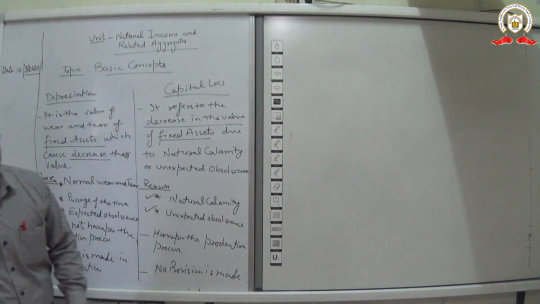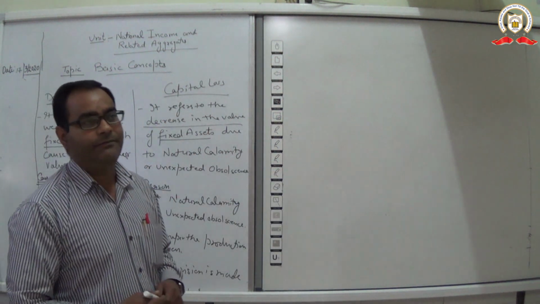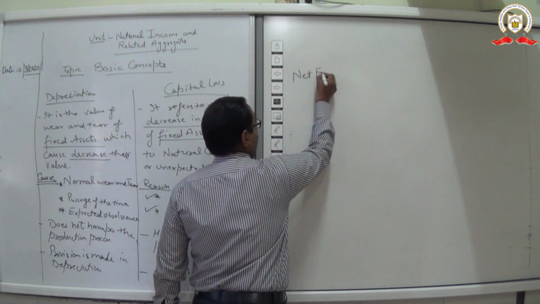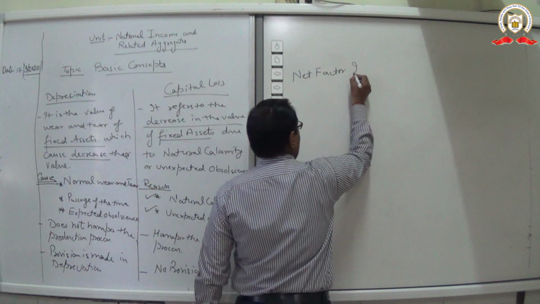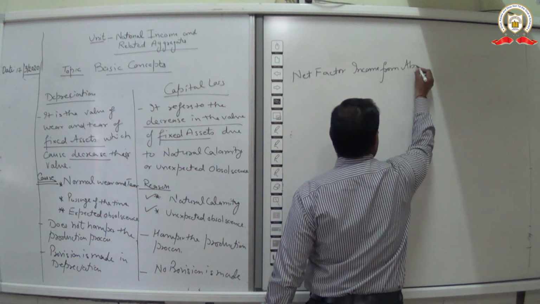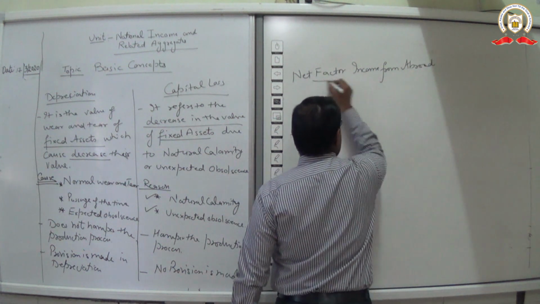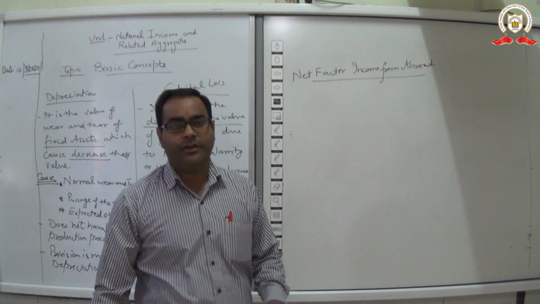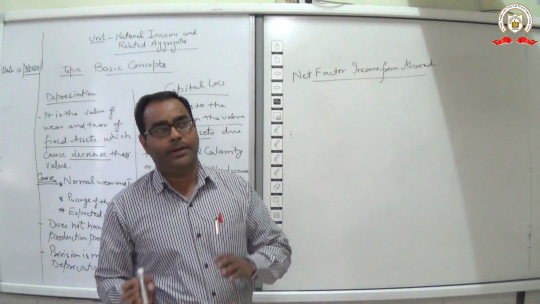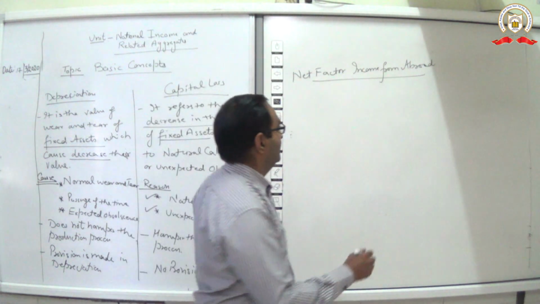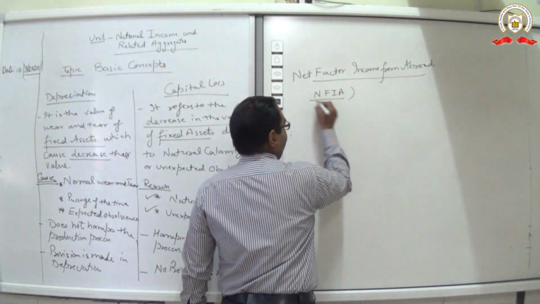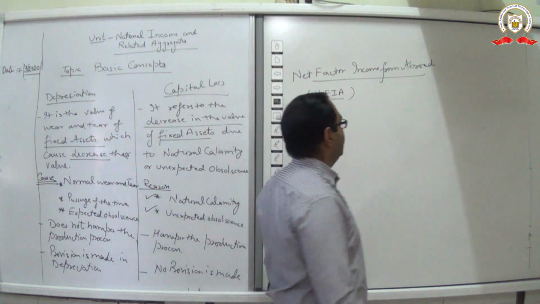The next concept is net factor income from abroad, which is the difference between factor income from abroad and the factor payment made to abroad. NFI, in short form, is known as NFIA, net factor income from abroad.